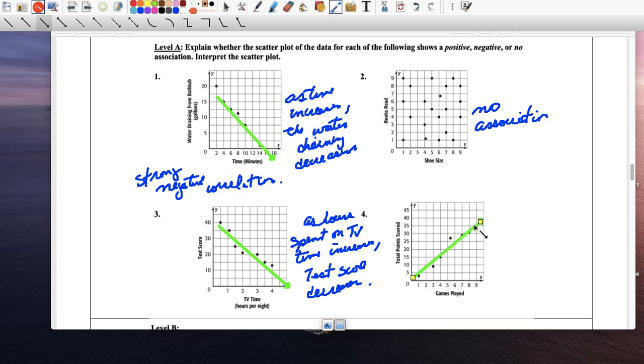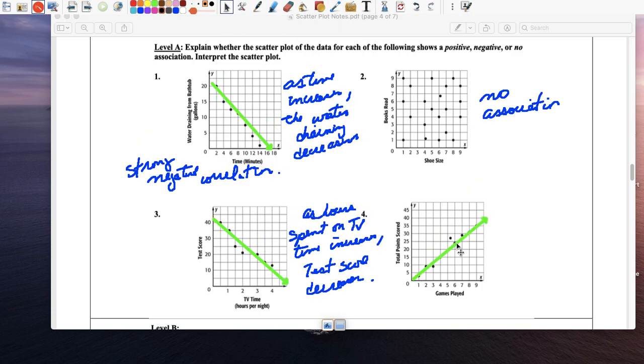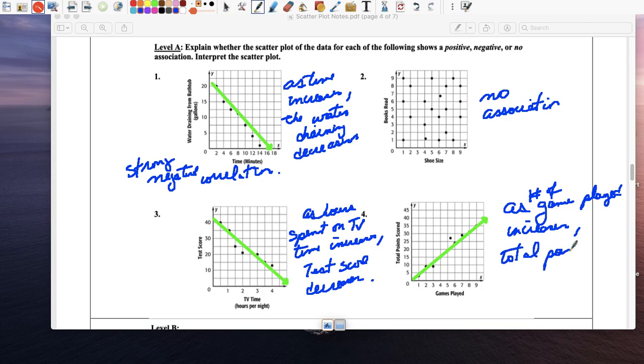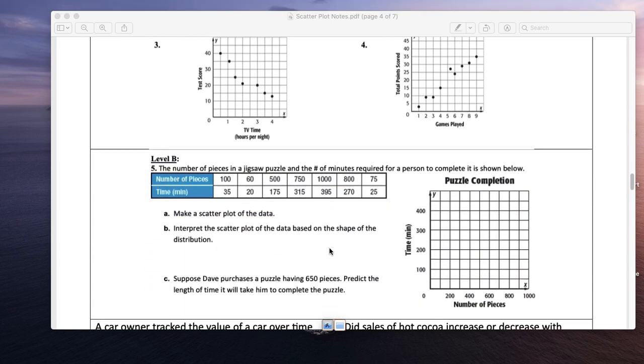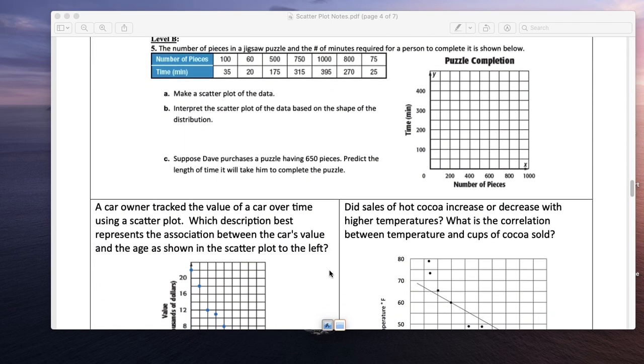Let me draw a line of best fit, just like that. And as the number of games played increases, what else increases? Your total points also increases. So that kind of makes sense, right? So that's that. All right. So again, like I said, very simple.